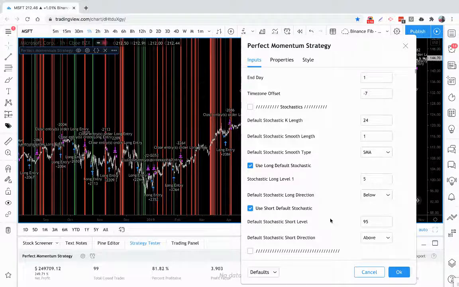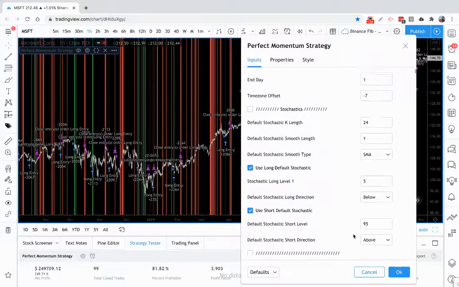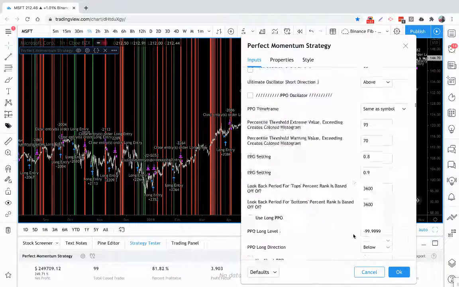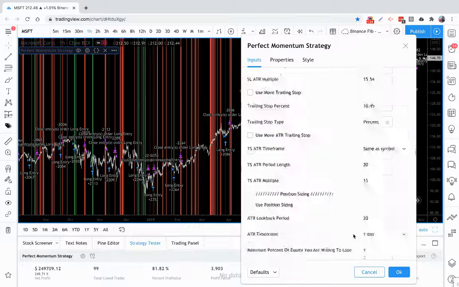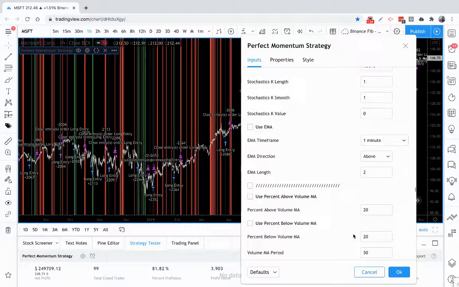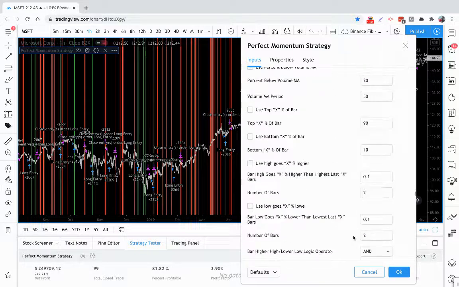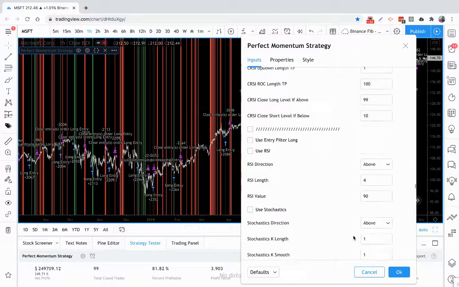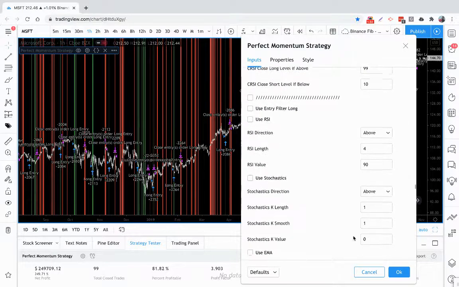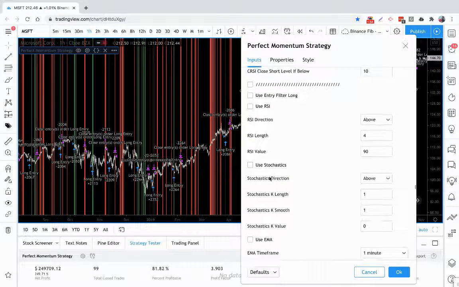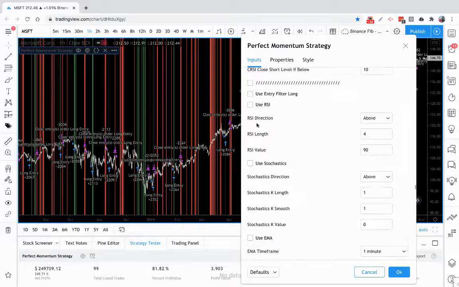I'm waiting for this to calculate. Okay, we have some results, still really good results. But what can we do with the entry and exit filters? Let's check that out. Okay, so entry filter longs. If we want, we can filter by RSI, stochastics, or using EMA. So let's go into each one of those.